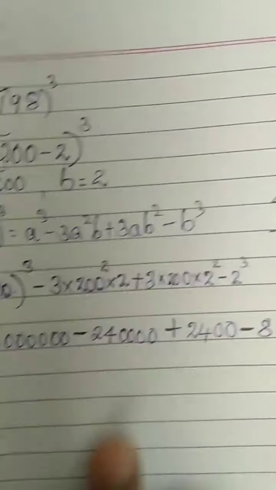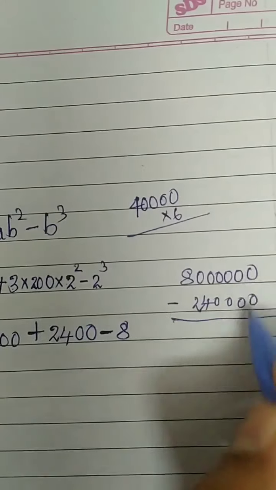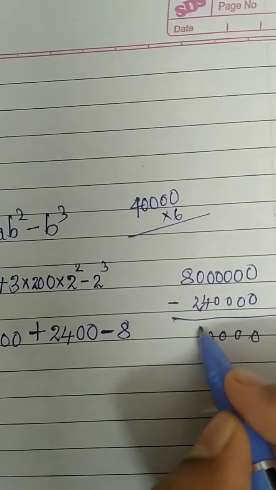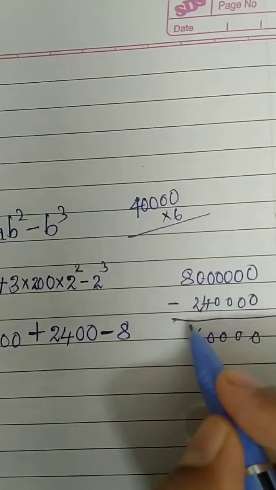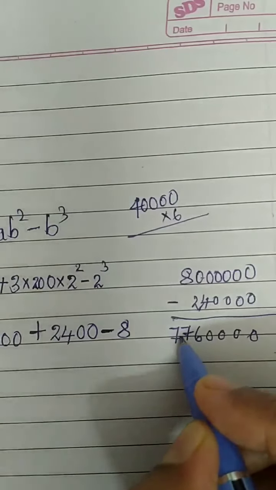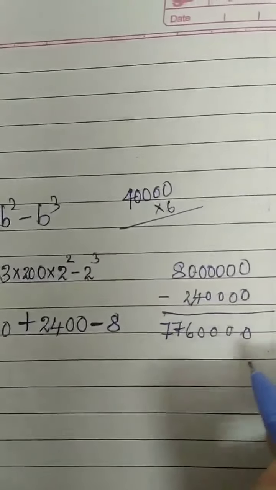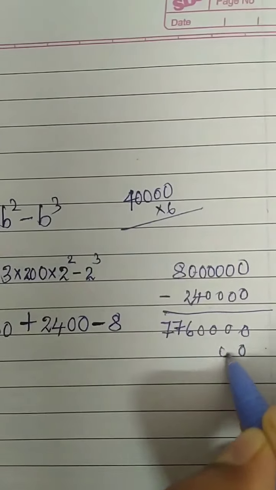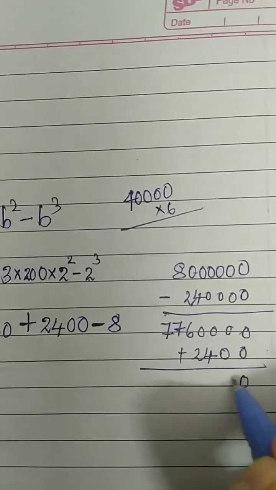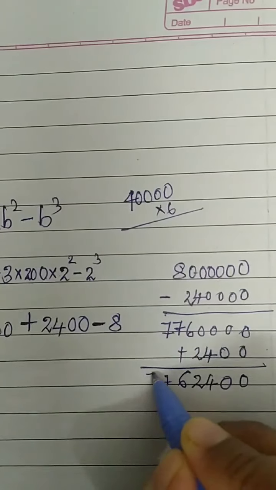So subtract. So I have written the number. Let us subtract. 0 minus 0, 0, 0, 0, 0. 10 minus 4, 6. Here we have 9 minus 2, 7. And here we'll have 7. Okay. Then these two are over. Now we will add 2, 4, 0, 0. So 2, 4, 0, 0 we will add. So 0, 0, 4, 2, 6, 7, 7.